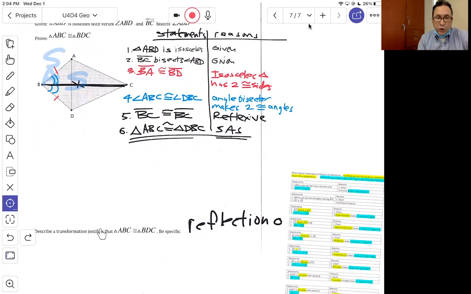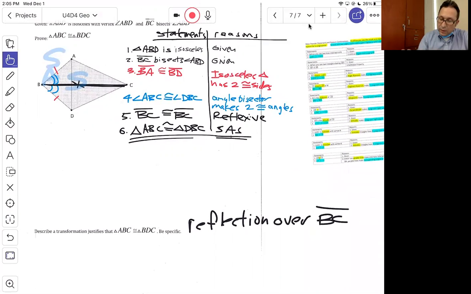So what rigid motion would preserve the size and the shape? So this has not been rotated to turn this one into this one. The original triangle has been reflected. So the answer is reflection, but if you want to be more specific, and you should, it's reflecting triangle ABC over segment BC.